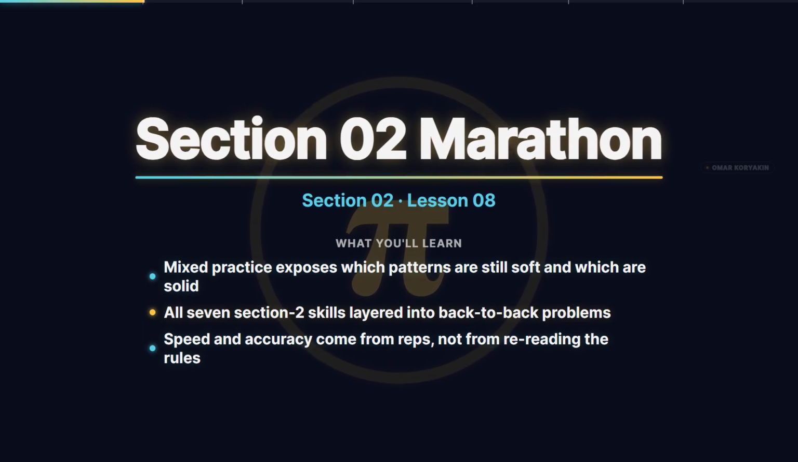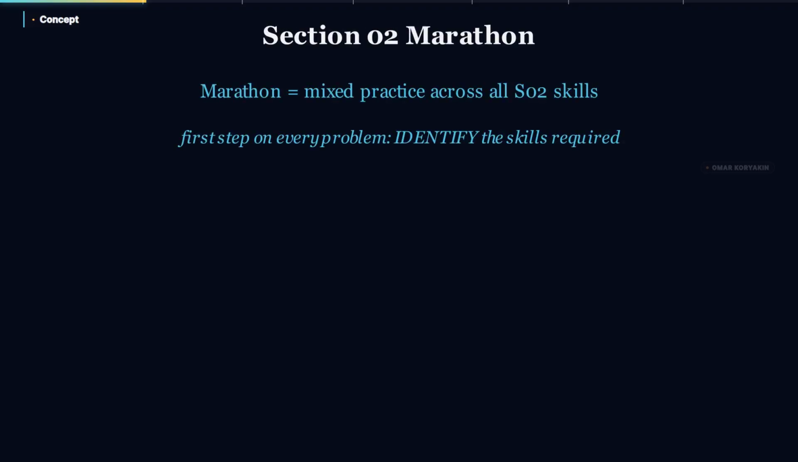The full Section 2 toolkit has 7 skills, and a marathon-style mixed practice session is the most efficient way to lock them in as fluent reflexes. The first move on every mixed problem is to identify which skills the problem requires. Only after that identification do you apply the relevant rules. Today we make the identification step explicit so you can train it deliberately rather than absorb it by accident.